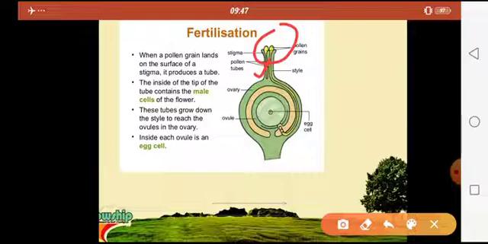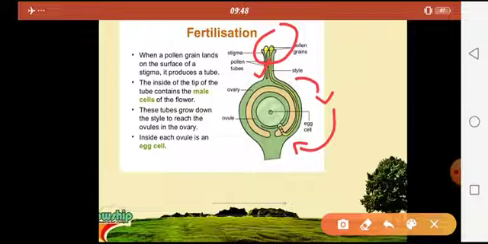Take a look. The tubes grow down here, till they reach the ovules in the ovary. And then the male reproductive part will fuse with the female reproductive part, it means the fertilization occurs. Okay, the tip of the pollen tube breaks open, and then the male reproductive part fuses with the female reproductive part. It means the fertilization occurs.